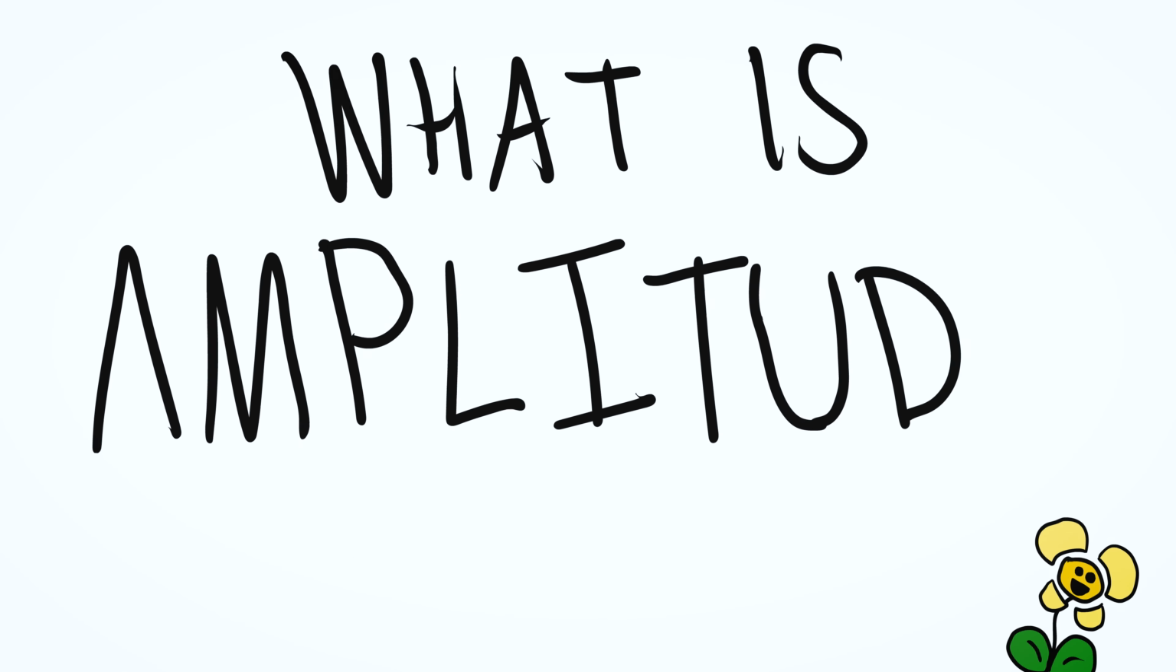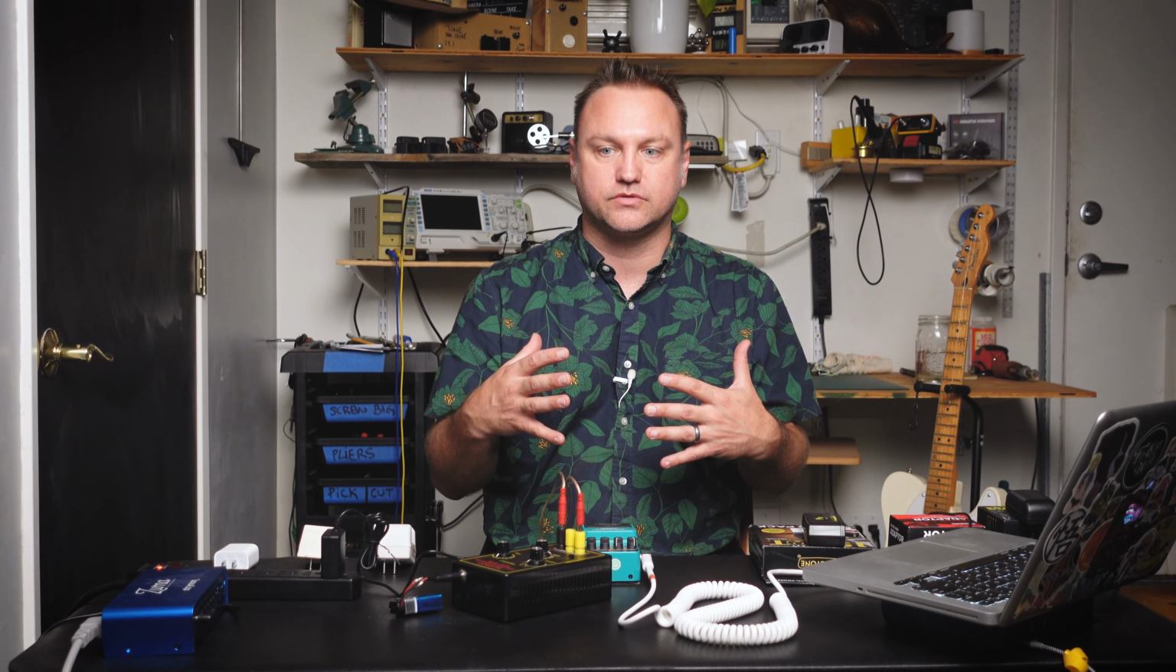And so amplitude is a term that we use to refer to the loudness of a sound. So if you whisper, you're making a quiet sound. If you shout, you're making a loud sound. Amplitude is the scientific way to refer to how loud something is.